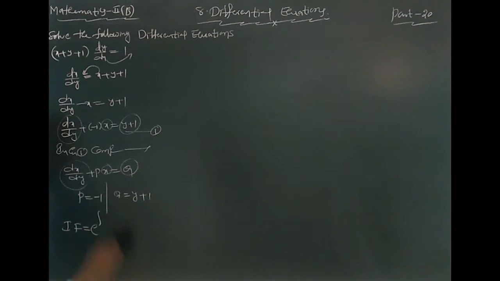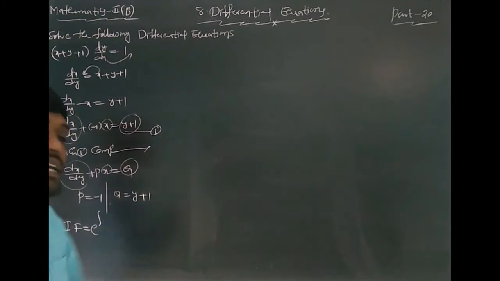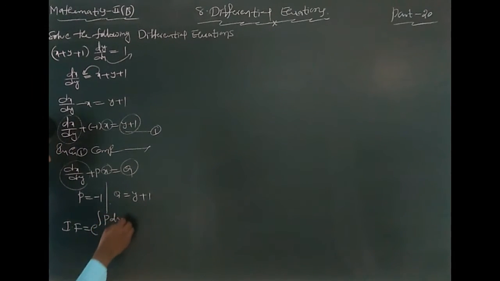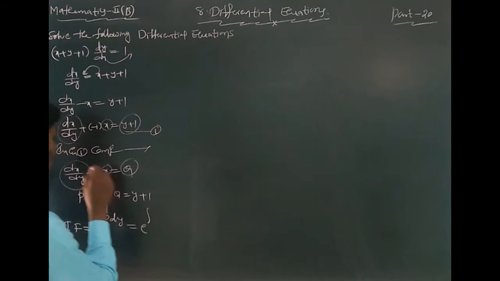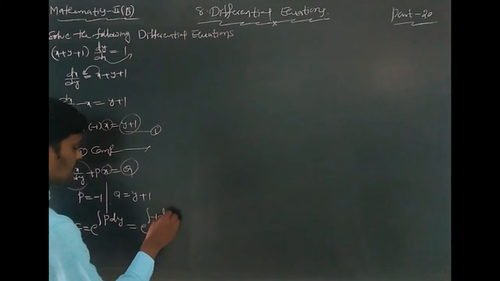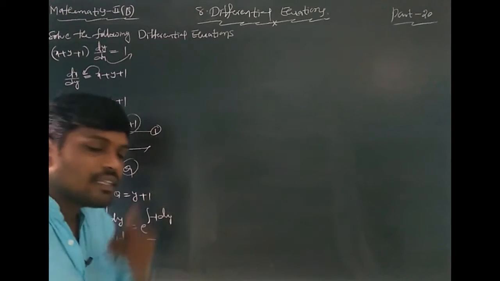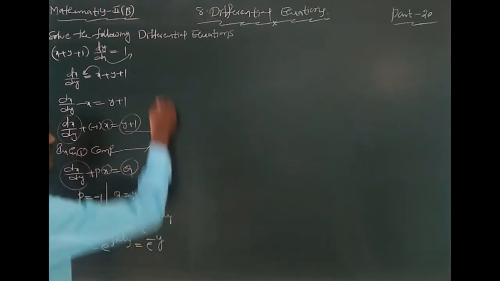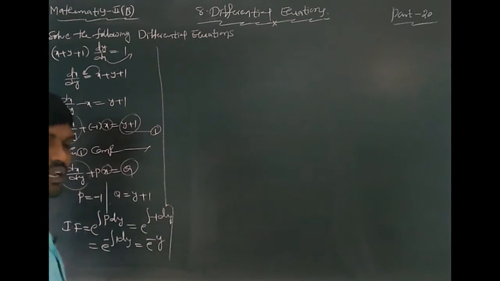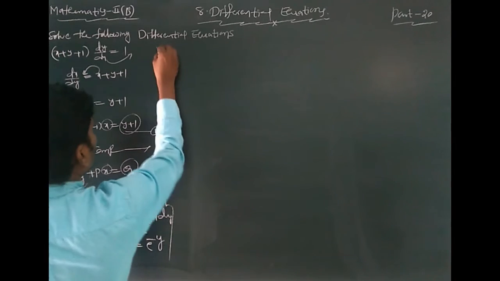What is the integrating factor? e power integral P dy. What is the value of P? P value is minus 1. You can write this as e power minus integral 1 dy, that is e power minus y. This is the integrating factor. The integrating factor is completed. After that, you can write the solution.